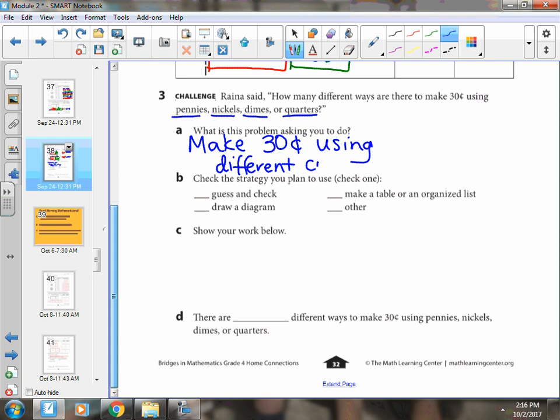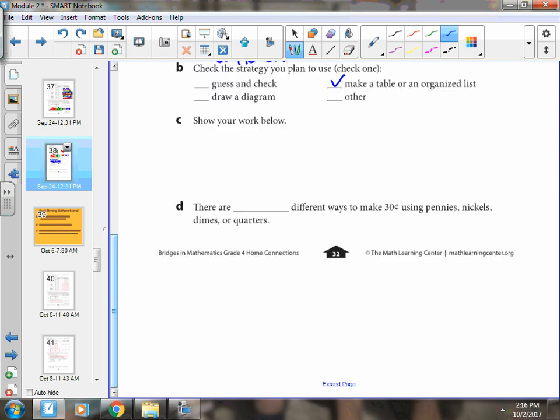If I wanted to ensure that I got all the ways, I personally think that I would make a table or an organized list. Some people might just guess and check and just get some of them, but in order for me to get all of them, I made a table or an organized list. Now, there are, if you can believe it, 18 different ways to make 30 cents.